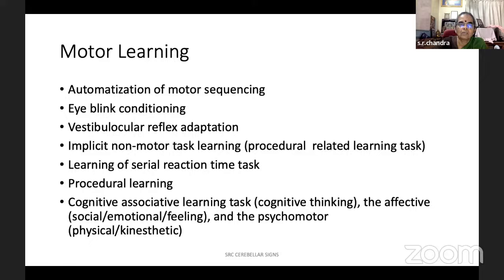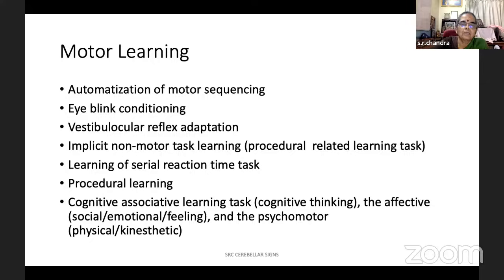It has got a sequence. So that is corticostriate, corticocerebellar, and corticospinal. These three tracts together, of course, are not a focused one-track function. So automatization of motor sequencing, eye blink conditioning, vestibular reflex adaptation, and non-motor tasks like procedural memory, where we have got supplementary motor area, basal ganglia, cerebellum. That is procedural memory, driving a car or swimming, that kind of thing.